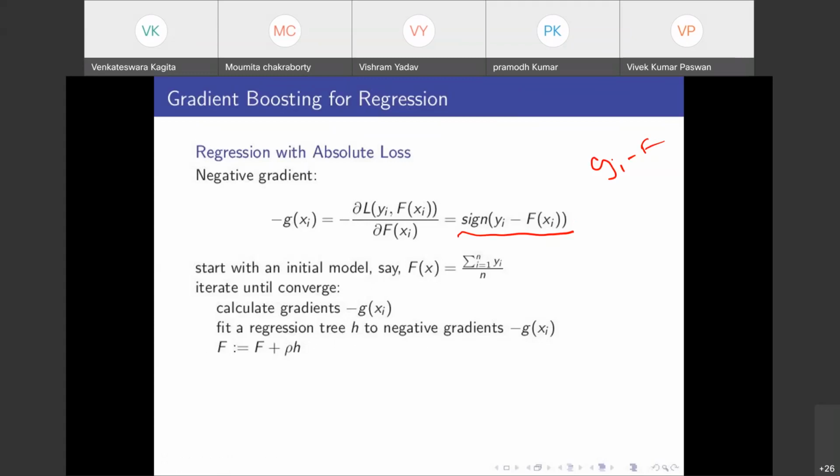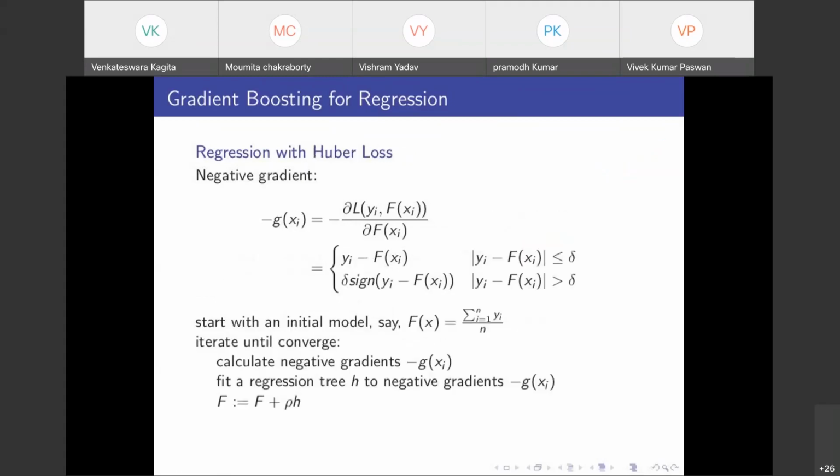So note here that negative gradient is not equivalent to the residual in general. The concept of gradient is more general than the concept of the residual. Similarly, you can compute the negative gradient for the Huber loss. So this is the negative gradient, and you can compute it like this, fit a regression tree h to the negative gradient, and update the model like this: F equals F plus rho h.